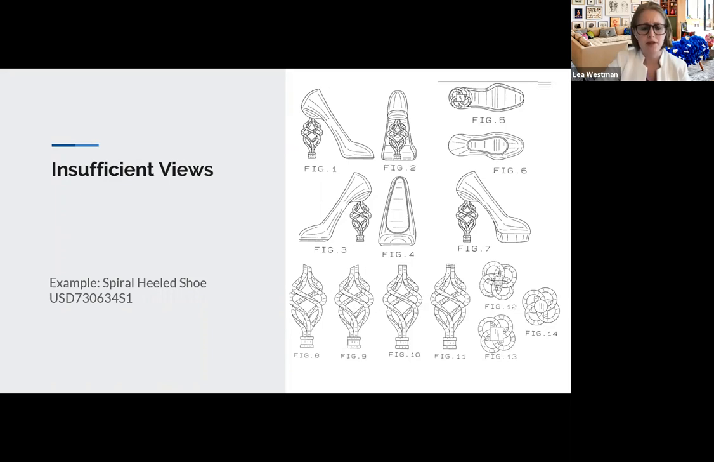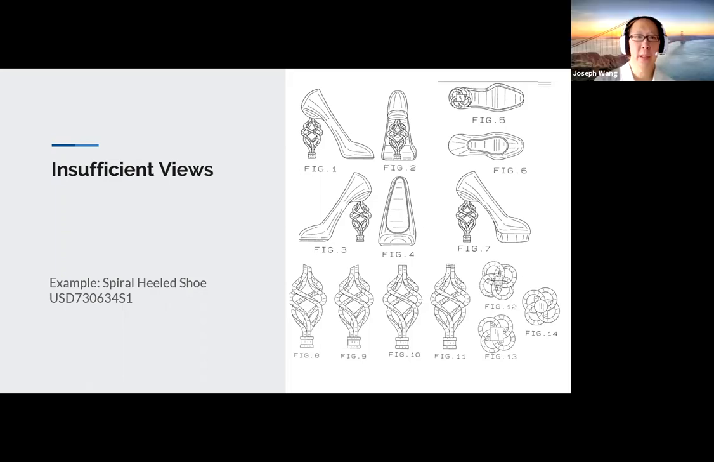Something else to notice here that makes the views a little bit more sufficient is that there is shading along the side of the shoe and the front of the shoe to indicate the curvature of the shoe, which is kind of a whole other topic. But Joe, do you have anything to add with this here?